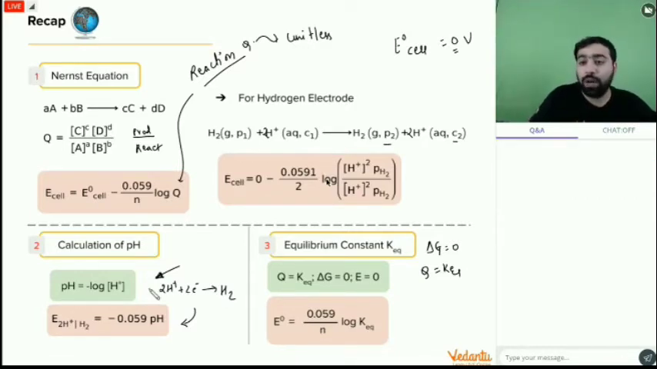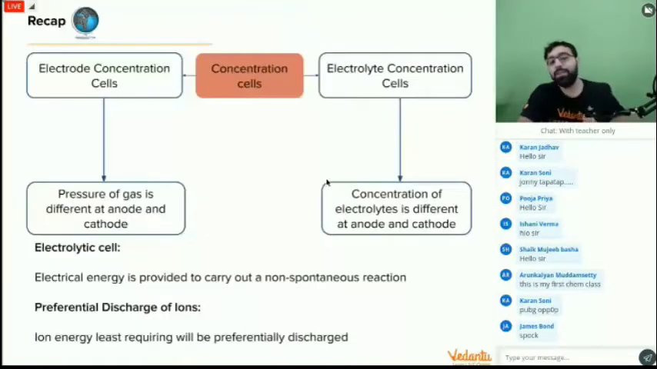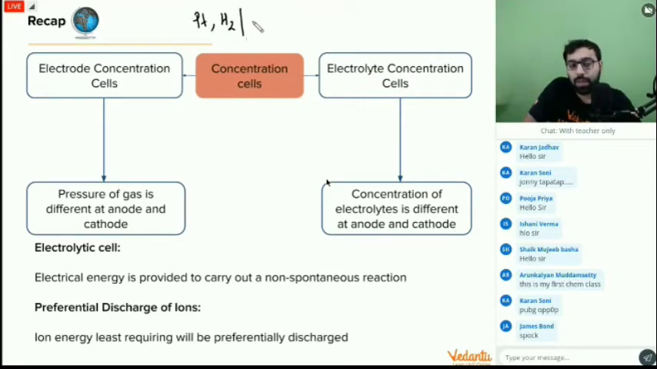Today, what is our agenda? Today's agenda. In the previous class, we started with the concentration cell. What is a concentration cell? Concentration cells were those in which there was the same electrolyte and electrode on both sides. Example: platinum, H2, H plus, salt bridge, H plus, H2 and platinum. The cathode and anode both were the same.